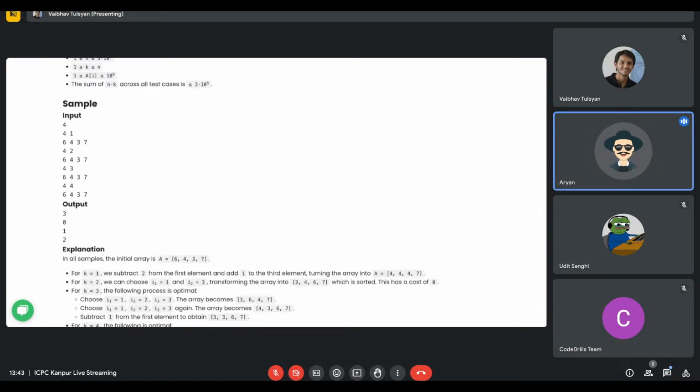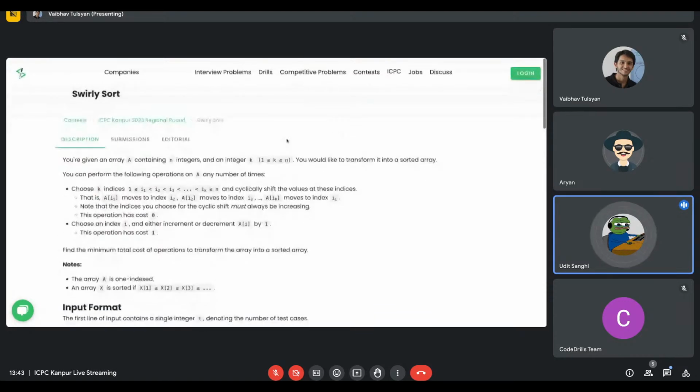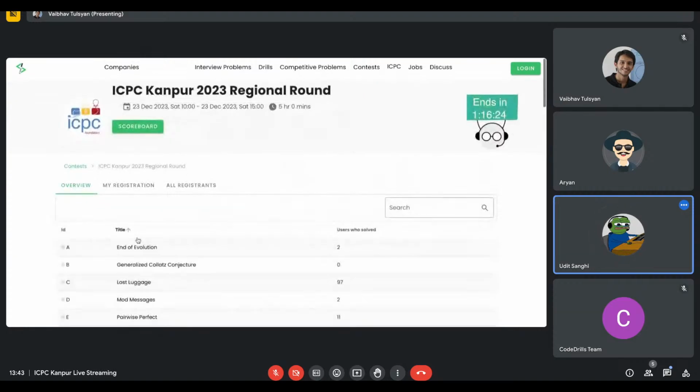So I believe we have discussed, would you like to discuss the solution for your problem, mod messages? Yeah, sure. So, can you open that problem?